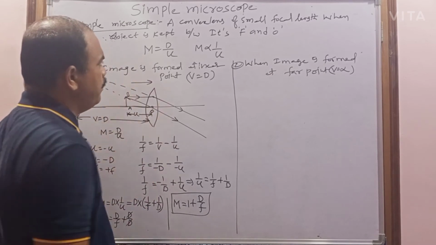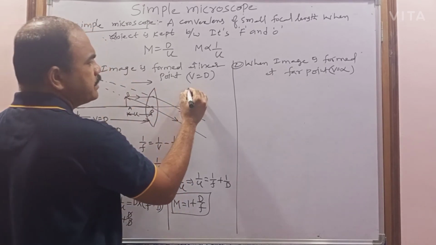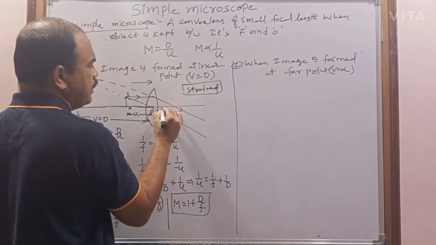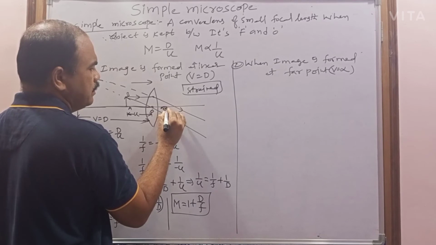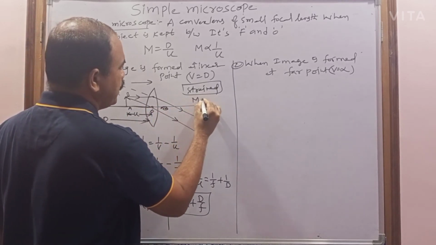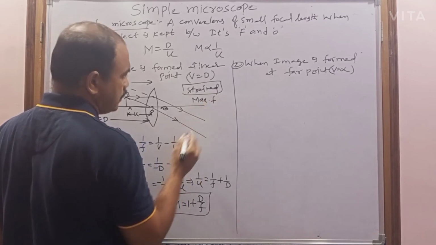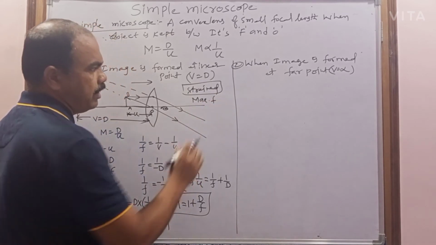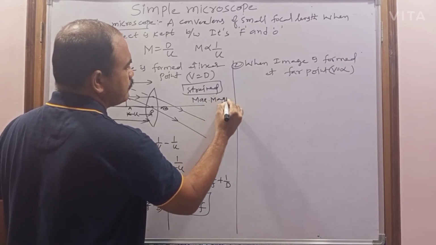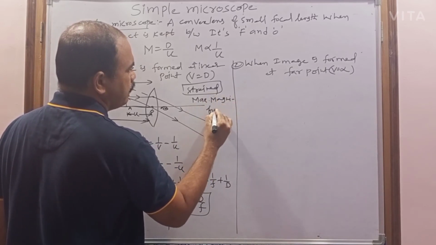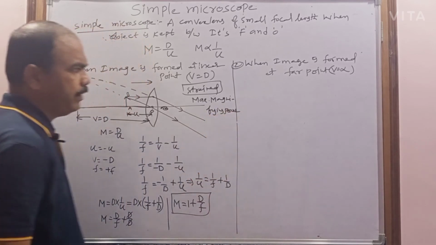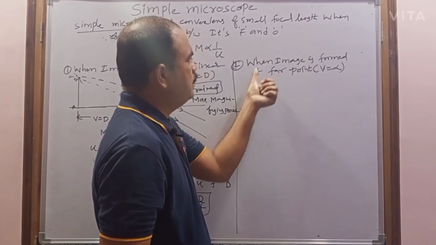But when the image is formed at the near point, what happens? The eye will be strained. Remember, the eye will be strained when we see through this lens. And it has the maximum magnifying power.